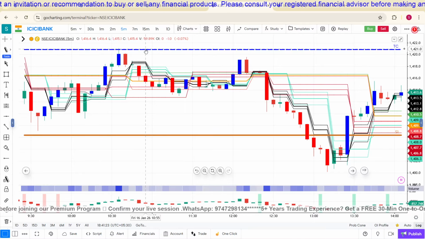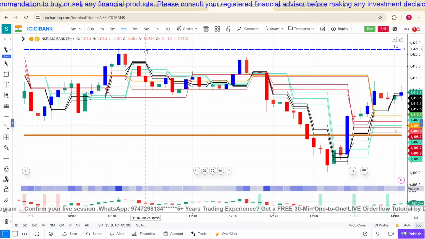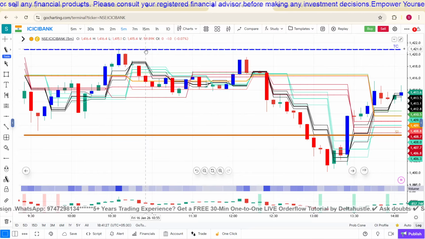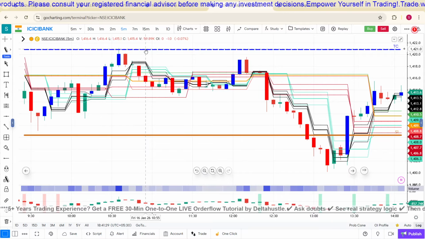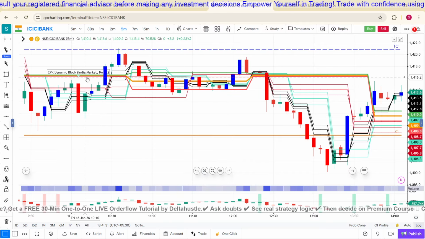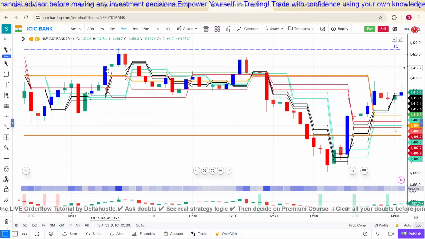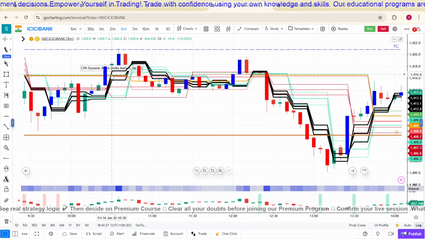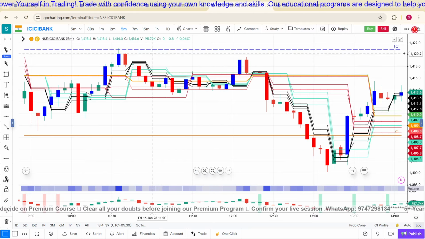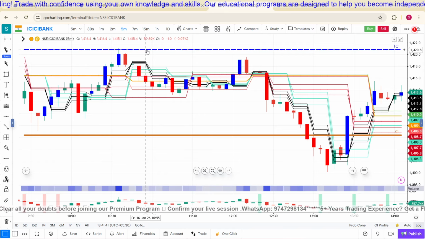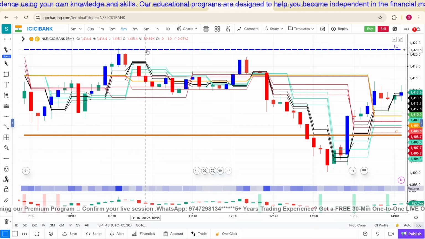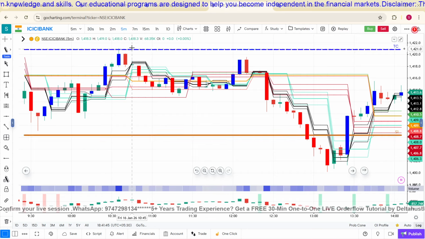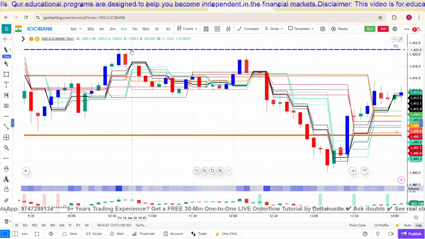The day CPR levels are very, very important. It has exactly reached the target. And here, 90 minutes CPR is narrow, and this is a breakout. Confirm with order flow. Then, if you buy here, your target is already fixed. TC. And if you buy here also, your target has reached.